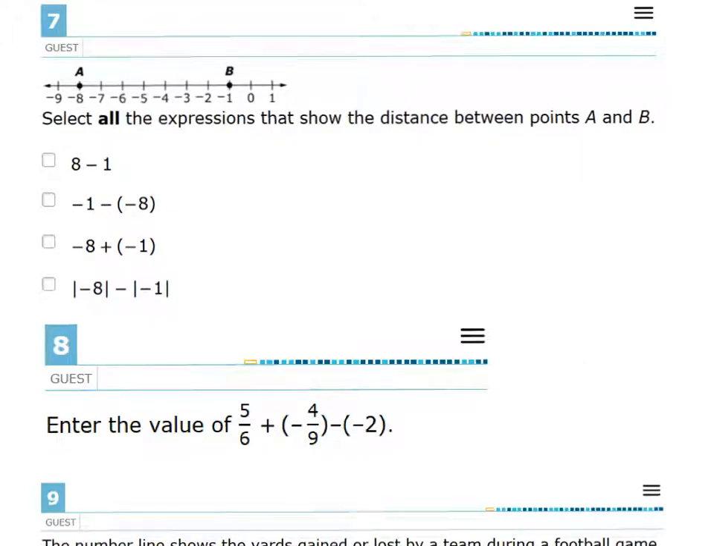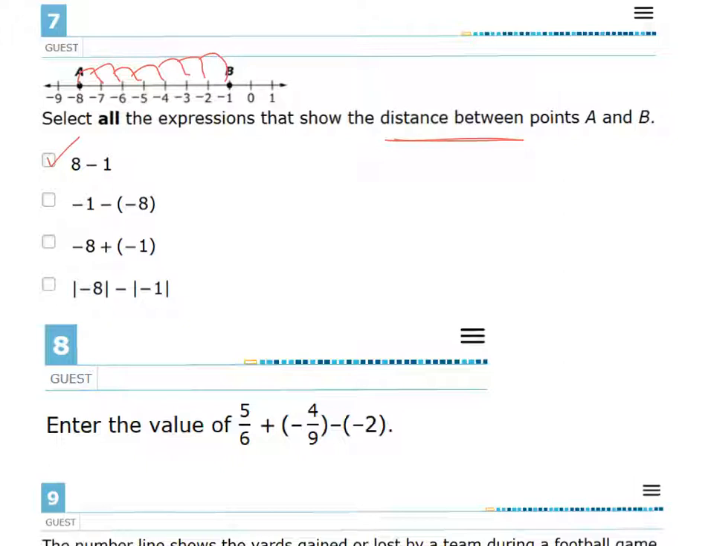For question 7, it says to select all the expressions that show the distance between points A and B. Now, to make sure, we know that the distance from A to B, we can count 1, 2, 3, 4, 5, 6, 7. So for the first one, we have 8 minus 1, and that is 7, so that is a true statement because they're asking us for the distance.